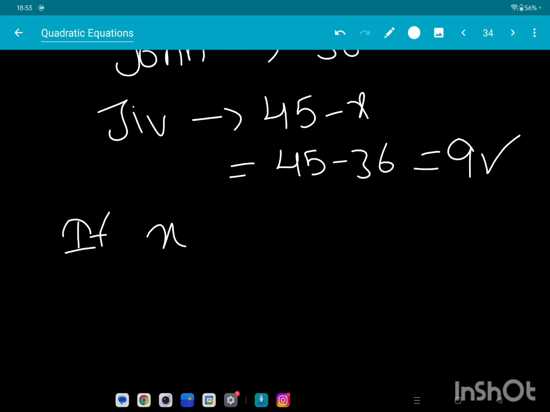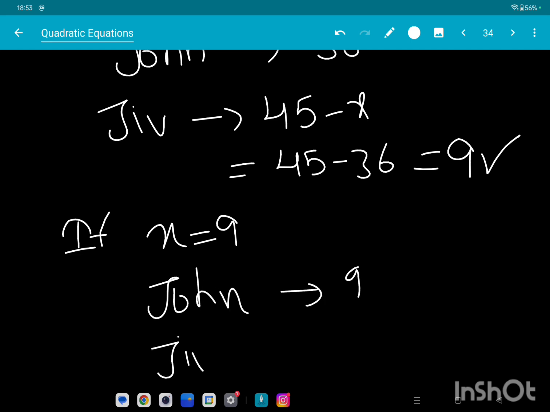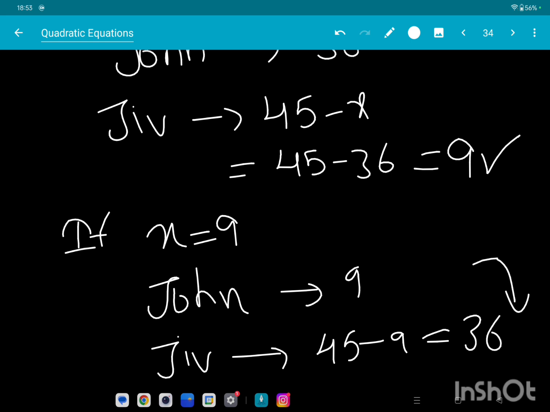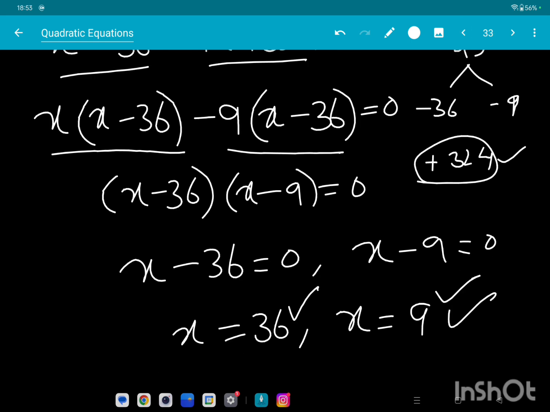If the x value is 9, then John's marbles are 9 and Jeevanti's marbles are 45 minus 9, which is nothing but 36 marbles. So it is vice versa. So this is the way we find the x values by using factorization. Now we will move on to the next problem.